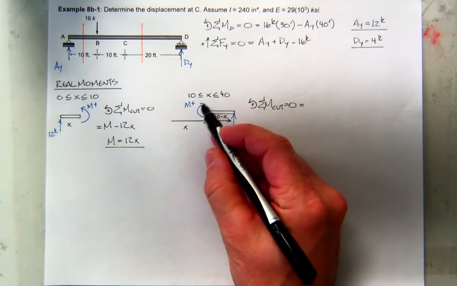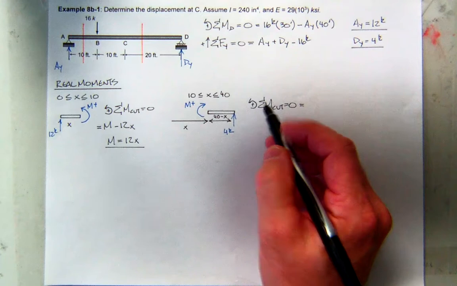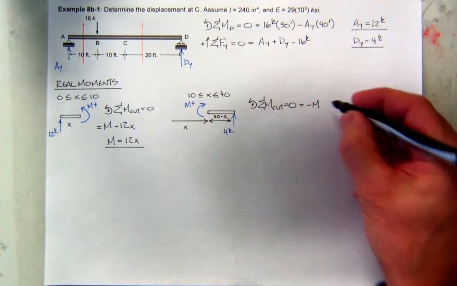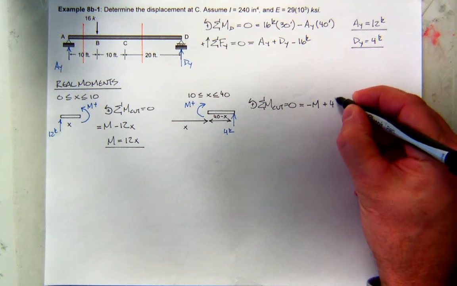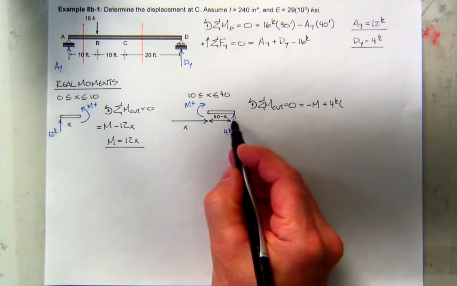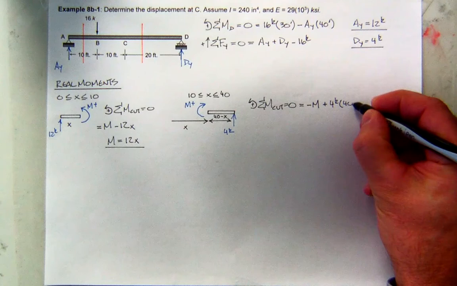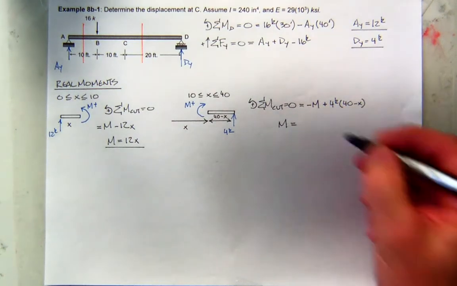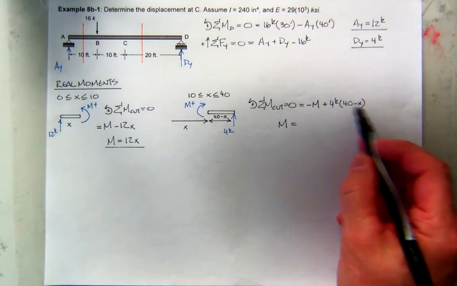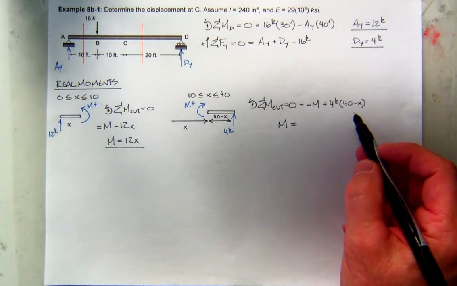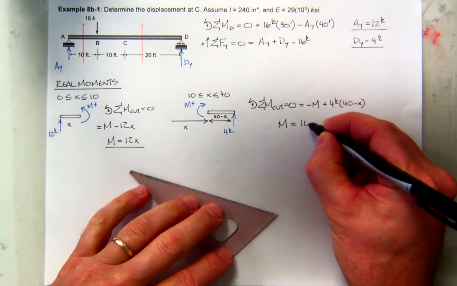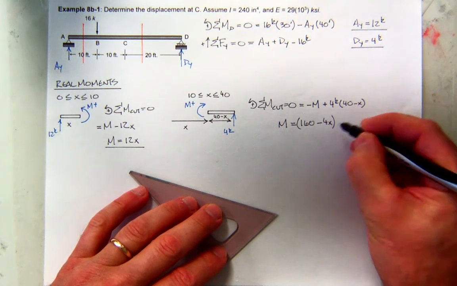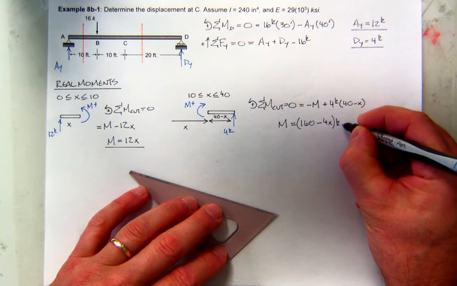When I look at this moment, even though it's a positive bending moment, in my equation it's going to come out to be a negative moment. And this reaction, the 4 kip, will be positive. So the force is 4 kips. And what's the distance? 40 minus x. So now you can solve for the moment. It might be easier to go ahead and multiply this out. So it looks like it's going to be 160 minus 4x.